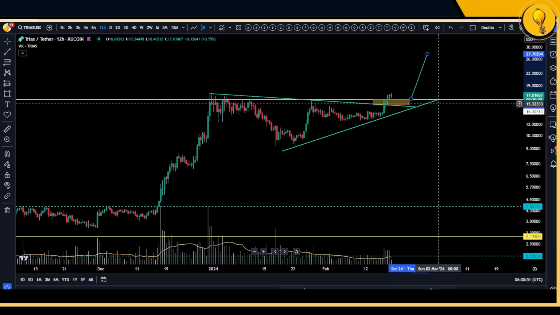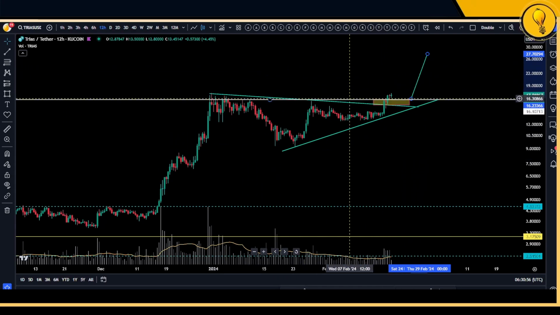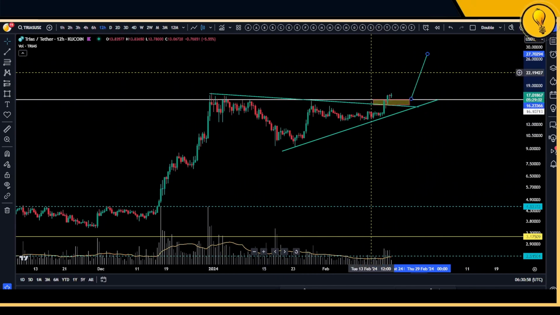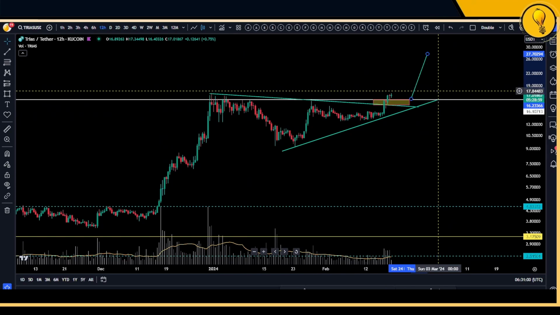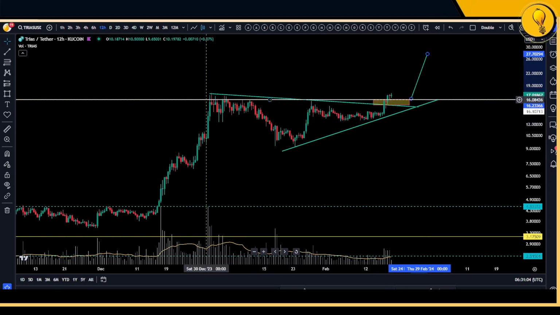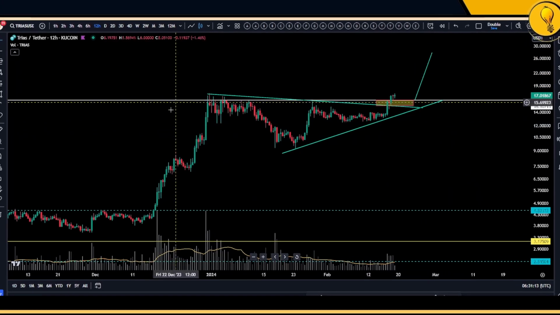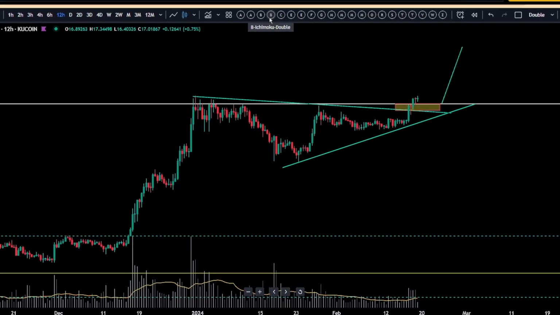We're also going to see confluence on our invalidation depending on whether you're playing the Ichimoku or the structure over here. So if you're playing the structure over here, guys, I would personally only set my invalidation underneath this level right over here at around $12.44. Okay, $12.50.